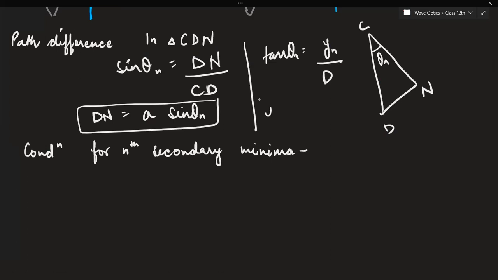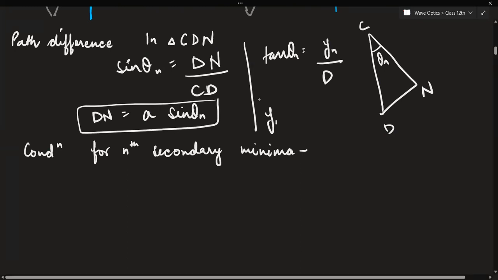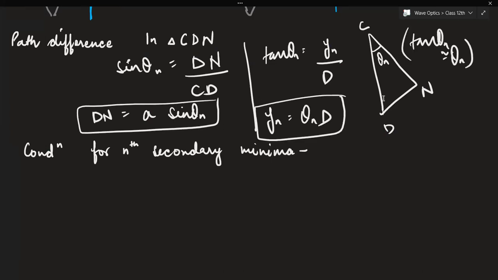So even if you want, you can use the small angle approximation and write theta n as yn by D. Theta n is the angular separation, yn is the linear separation.